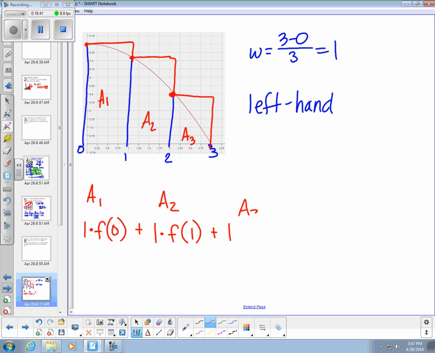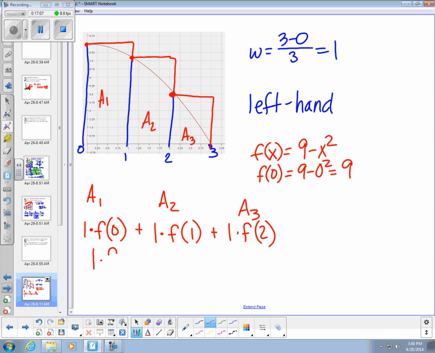And for the third rectangle, my width is 1, and my height is going to be the y value when x is 2. Now remember, we have a different equation this time. This time our f of x was 9 minus x squared, so that's what we're going to plug into. So f of 0 would be 9 minus 0 squared, which is just 9. So I have 1 times 9 for my first rectangle.